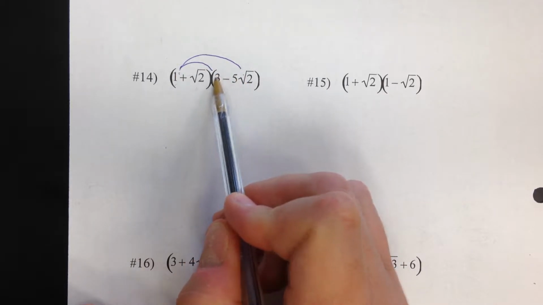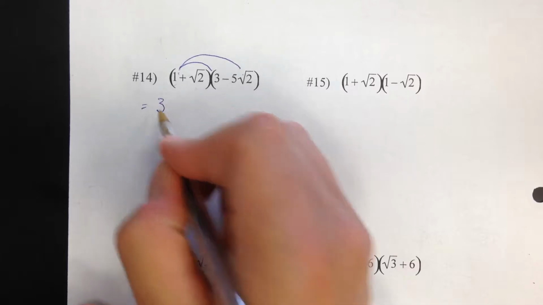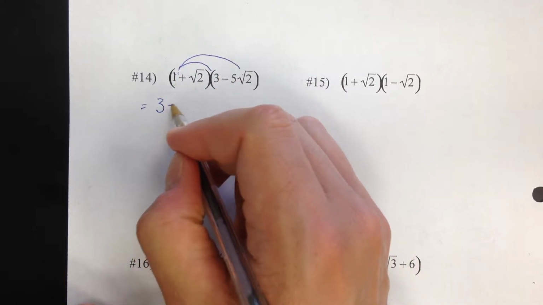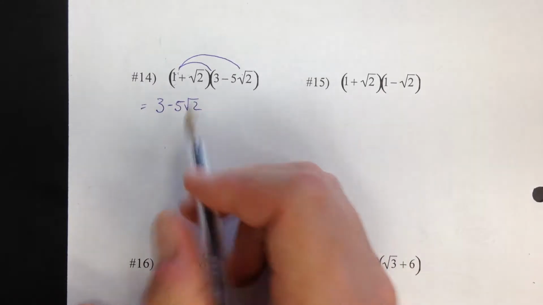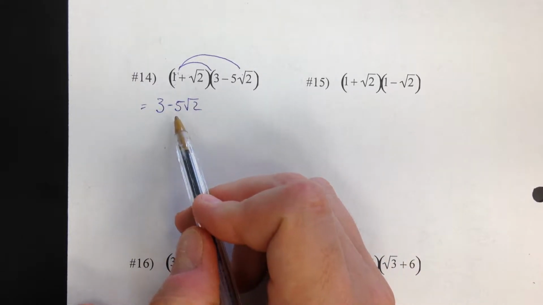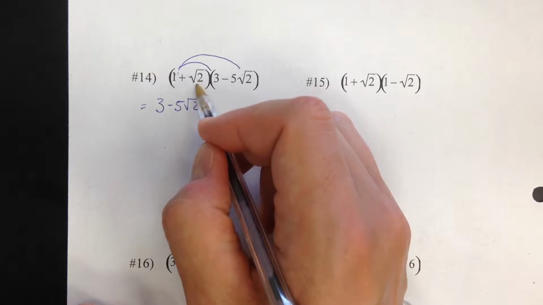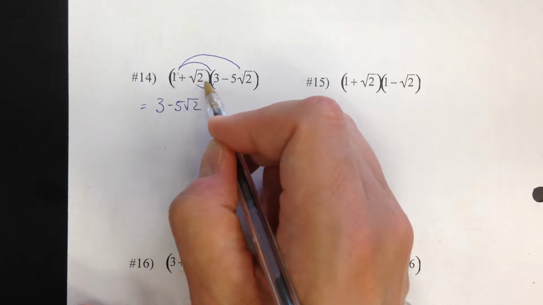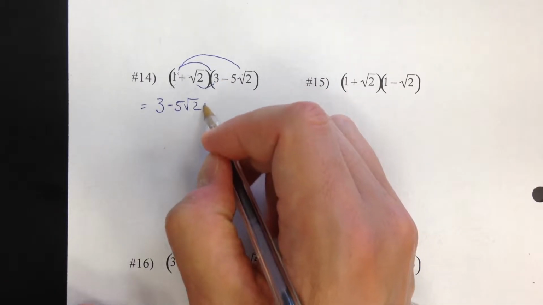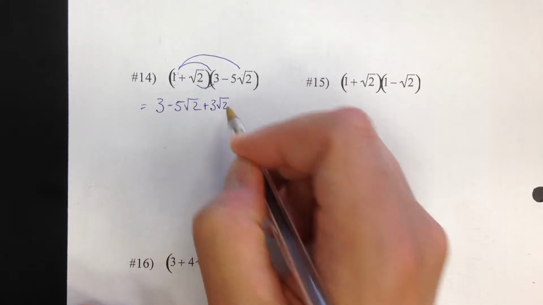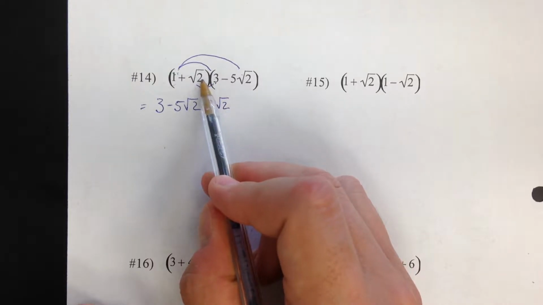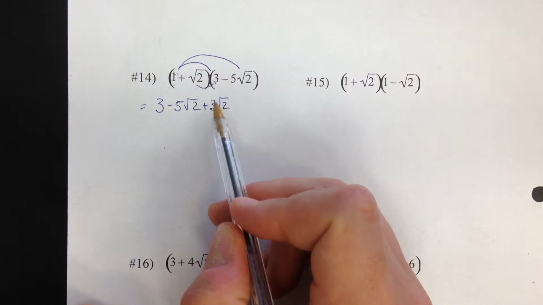So I'm going to do 1 times 3, which is 3. 1 times negative 5 root 2 is just negative 5 root 2. I'll write it as minus 5 root 2. Now I'm going to take the square root of 2 and I'm going to distribute that. Root 2 times 3 is just positive 3 square root 2. Again, 3 is an outside number, so I can't combine that with the 2. I just put them next to each other.